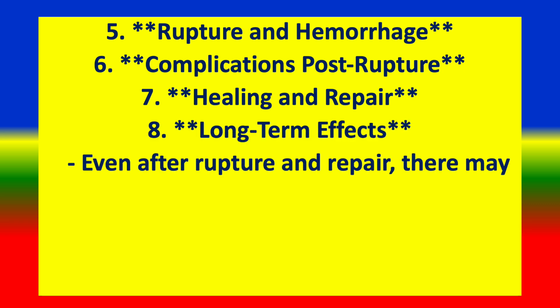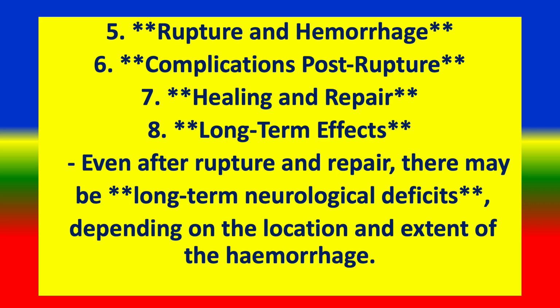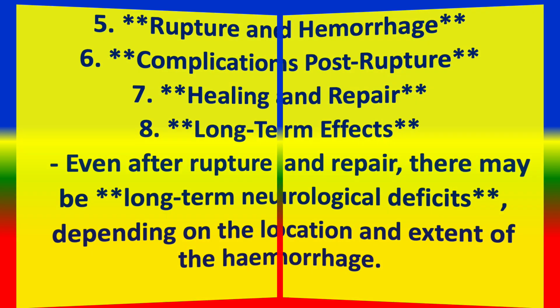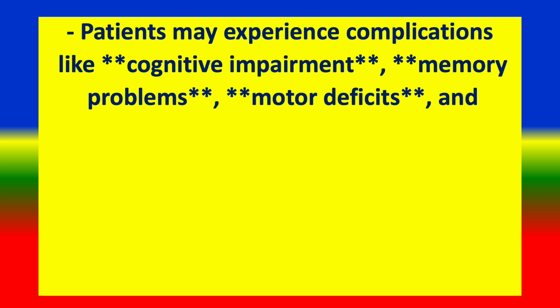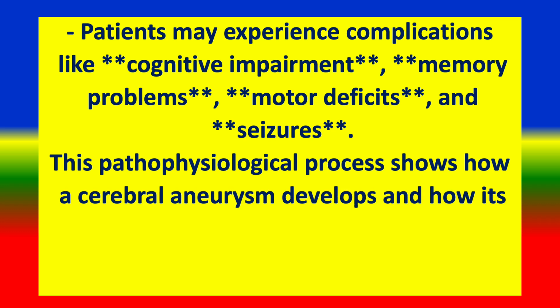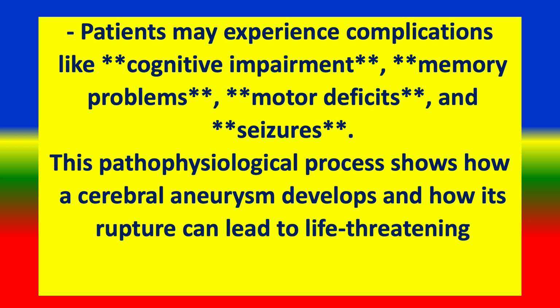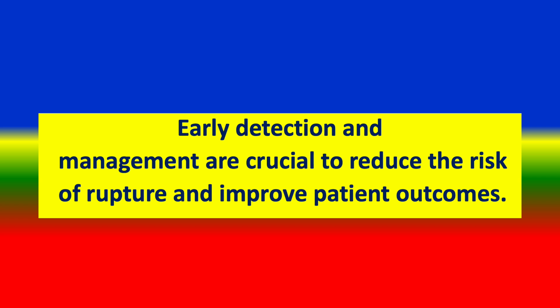8. Long-term effects. Even after rupture and repair, there may be long-term neurological defects depending on the location and extent of hemorrhage. Patients may experience complications like cognitive impairment, memory problems, motor defects, and seizures. The pathophysiological process shows how a cerebral aneurysm develops and how its rupture can lead to life-threatening complications. Early detection and management are crucial to reduce the risk of rupture and improve patient outcomes.